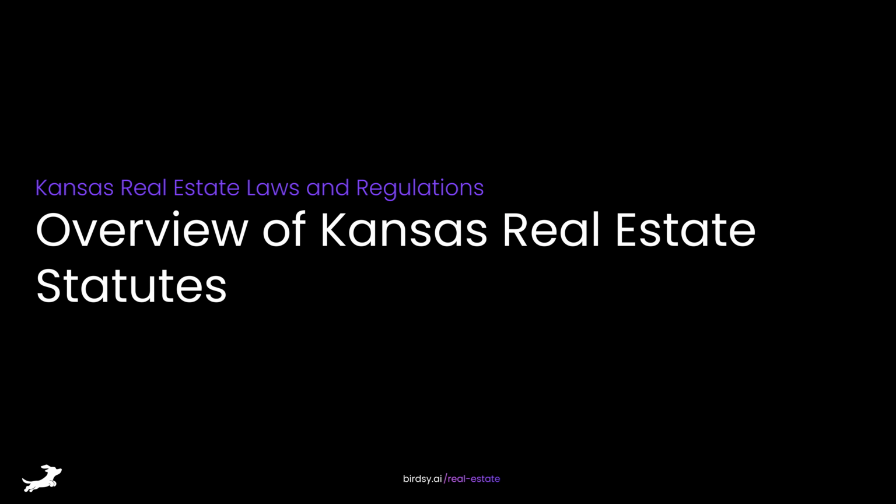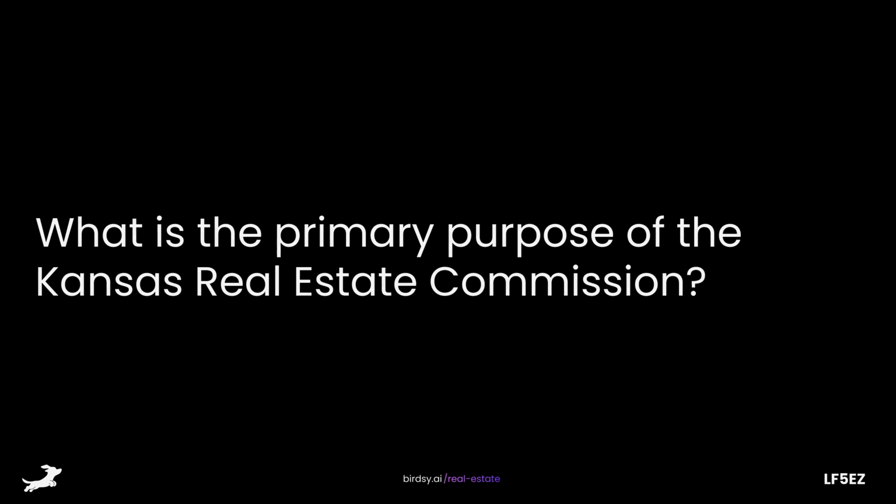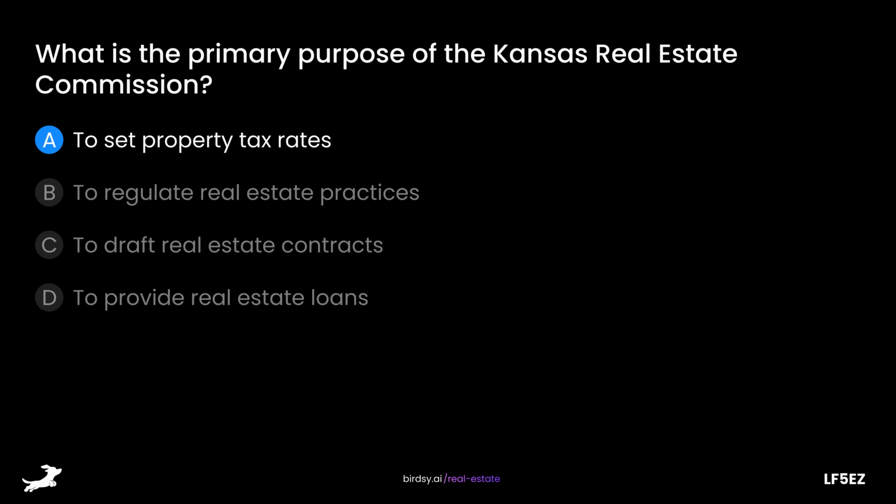Overview of Kansas real estate statutes. What is the primary purpose of the Kansas Real Estate Commission? Is it A, to set property tax rates, B, to regulate real estate practices, C, to draft real estate contracts, or D, to provide real estate loans? The answer is B, to regulate real estate practices.